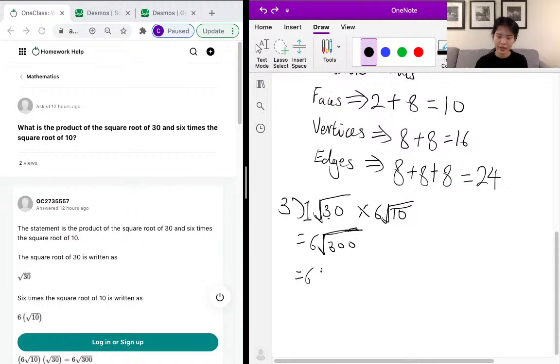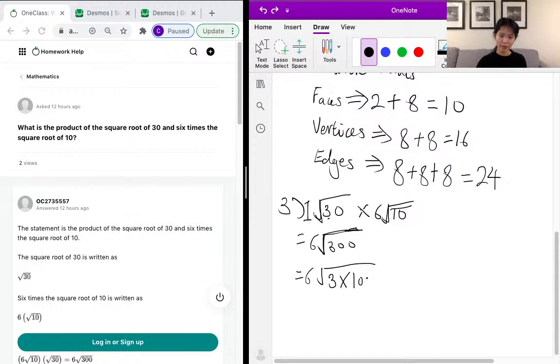Cool. In order to simplify the radical, we use prime factorization. So we factor everything into prime factors, and the smallest prime factor we can see upon inspection is 3, because we know that if the sum of the digits of an integer is divisible by 3, then the entire integer is divisible by 3. To calculate the sum of the digits, we just add all of the digits together. So 3 plus 0 plus 0 equals 3, which is divisible by 3. So we know this number 300 is divisible by 3.